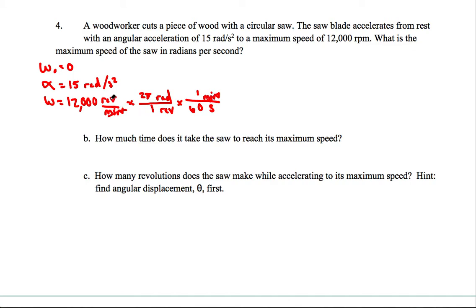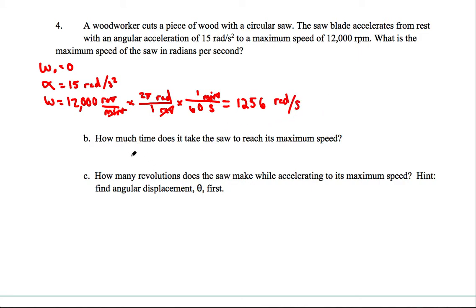So my minutes cancel out, my revolutions cancel out. I do 12,000 times 2 pi, and then divide that by 60. And that gets me an angular speed of 1256 rad per second. And that's my answer.